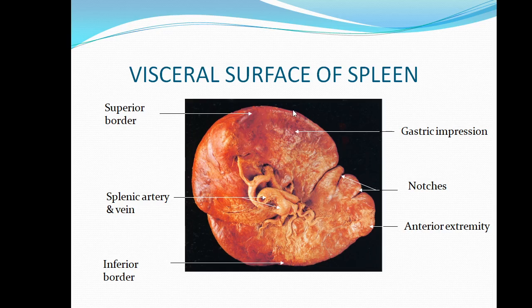Here, the spleen is related with the greater curvature of the stomach, and this area here below the hilum, this is the renal impression, and here the spleen is related with the left anterior surface of the left kidney, and this impression anteriorly is the colic impression, and it is related with the left colic flexure. Now you can see the glistening surface of the spleen, and this is because of its covering of the peritoneum.